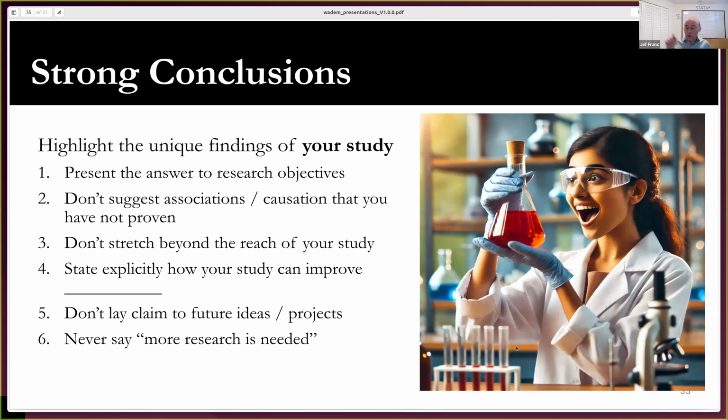We want to know what your value proposition is. What did you prove for me? I don't need to sit in an 8-minute presentation to know that further research in your field is necessary. I want you to show me what the conclusions were of your study.